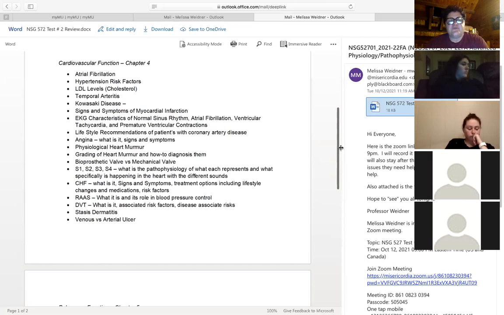Then moving on, just be familiar with the basic cholesterol levels, like what LDL is and what HDL is. For temporal arteritis and Kawasaki's disease, just have a general idea again of what they are and the presenting signs and symptoms and some basic treatments.